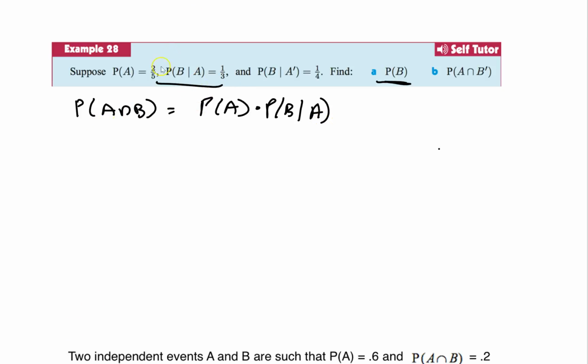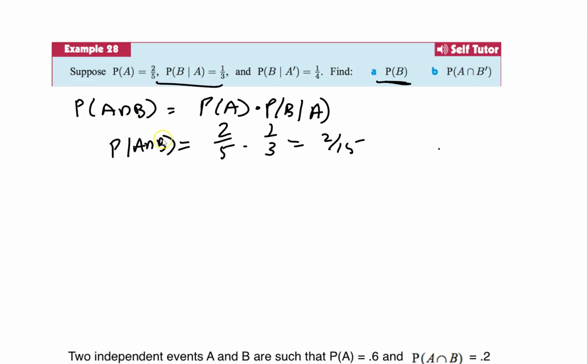So with this, I don't know what the intersection is. I do have probability of A though, so 2/5. And I have probability of B given A, that's 1/3. So the intersection is 2/15. Right, and you're like, how does that help me?